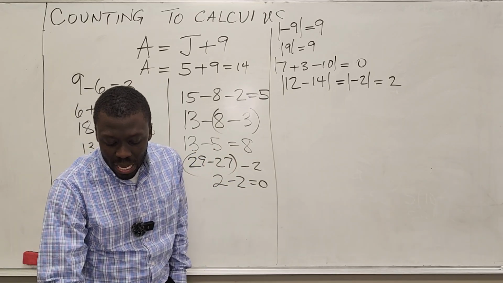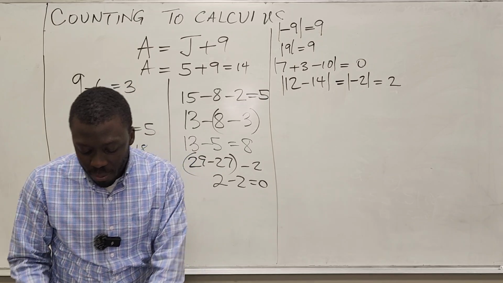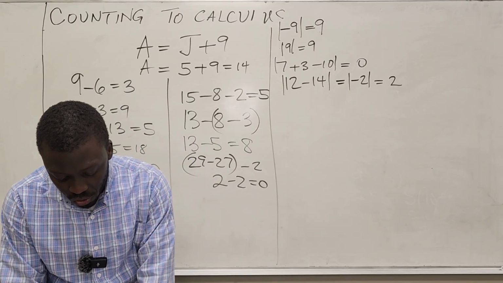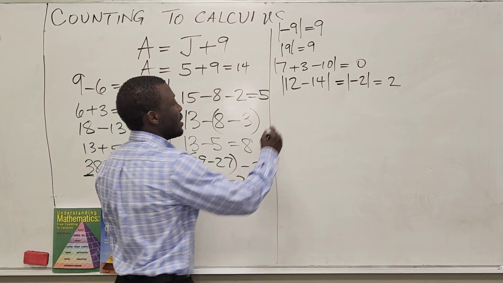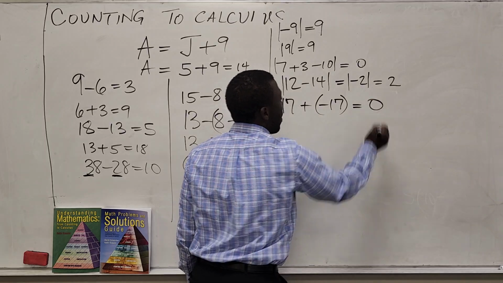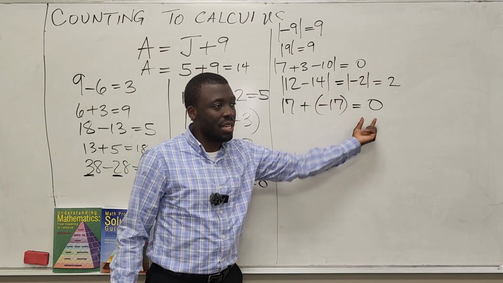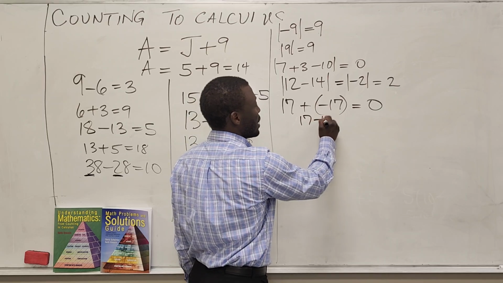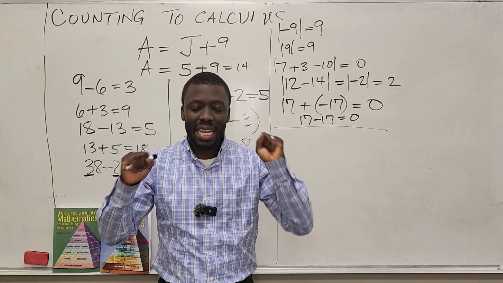Addition and subtraction are complementary. Addition and subtraction are inverse operations because they undo each other. So if you say 17 plus negative 17, the answer to this problem is 0. This takes away everything here and you get 0. Technically, this is actually the same as that. That's why it's 0.